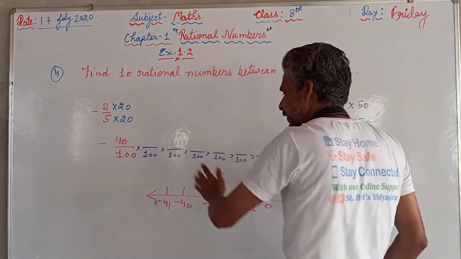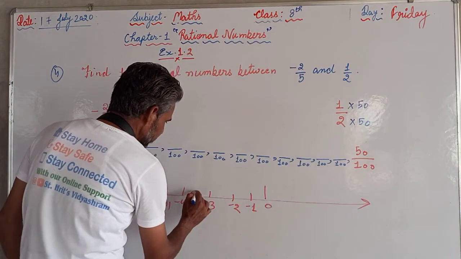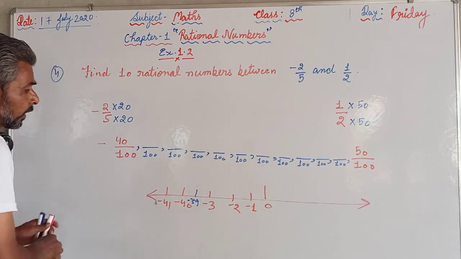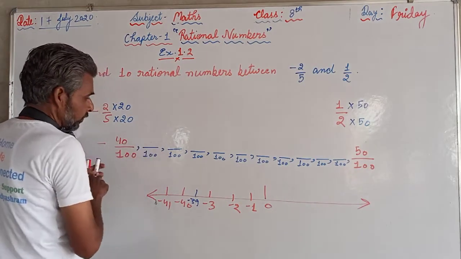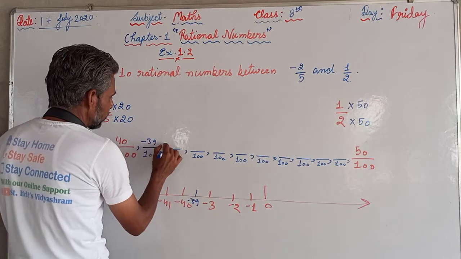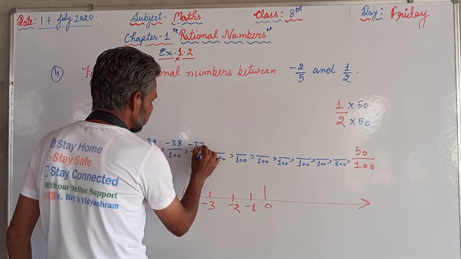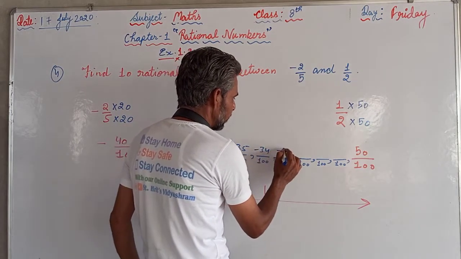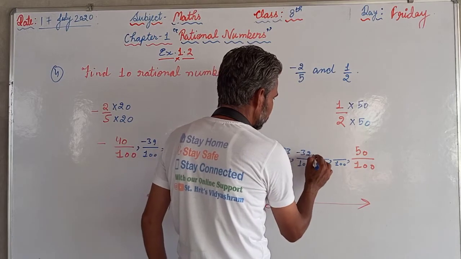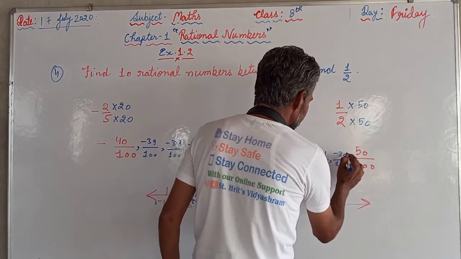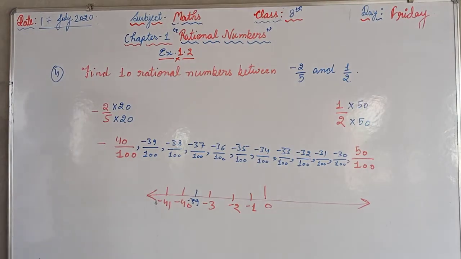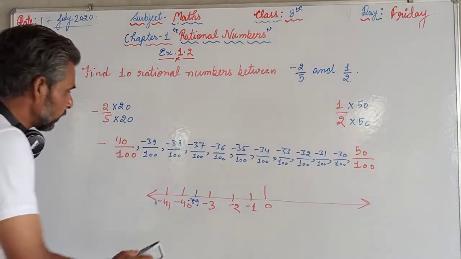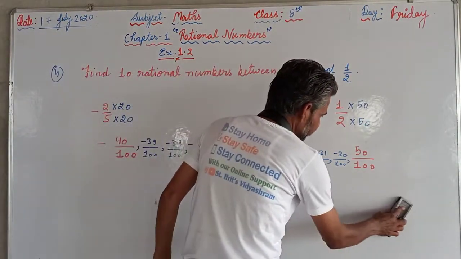Means here what will we write? -39, because -39 will be on the right hand side of minus 40. So that's why it will be minus 39, minus 38, minus 37, minus 36, minus 35, minus 34, minus 33, minus 32, minus 31, minus 30. So this is the answer, or there can be many answers. Why? Because many numbers are there in between minus 40 and 50.